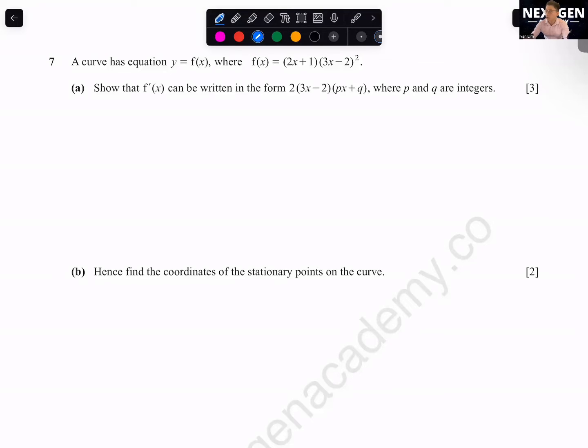Okay, let's go to question 7 right now. A curve has equation y equals f(x). f(x) is (2x + 1)(3x - 2) squared. Show that f prime x can be written in this form. So what's f prime x? You just need to differentiate it.